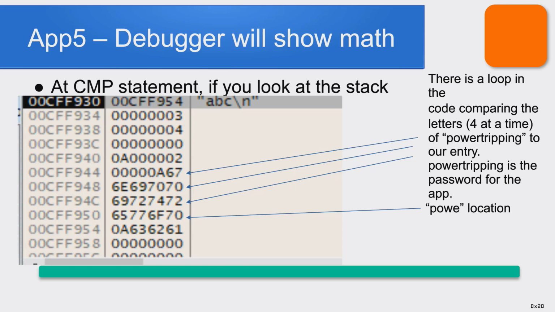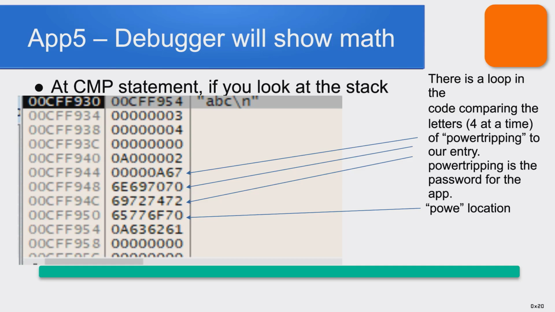Now, with this, we're looking at the actual stack. Again, think of the far left as just line numbers for right now. The POWE location, though, is down here where I'm pointing: the 65, 77, 6F, 70. Now there is a loop that I'll show you here in a little bit in the code that compares the letters four at a time, again, POWE to ABCD, etc. It will compare those letters as long as they're good up to the 0A67.